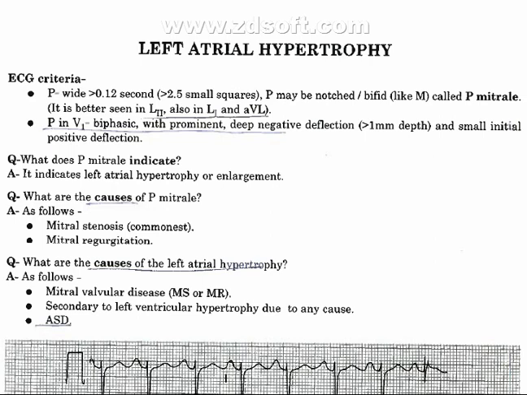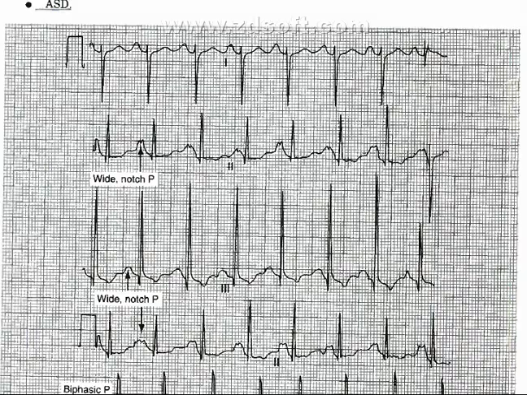What are the causes of P mitrale? As follows: mitral stenosis, the commonest, and mitral regurgitation. What are the causes of left atrial hypertrophy? The causes are mitral valvular disease, that is MS or MR, left ventricular hypertrophy due to any cause, and ASD.